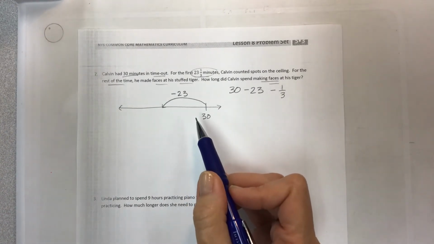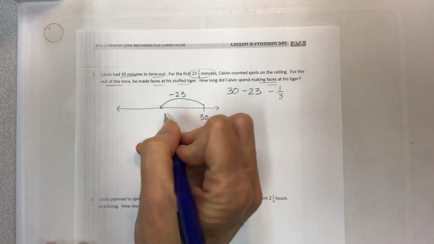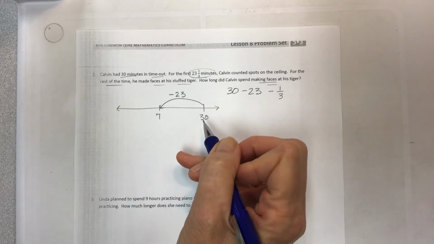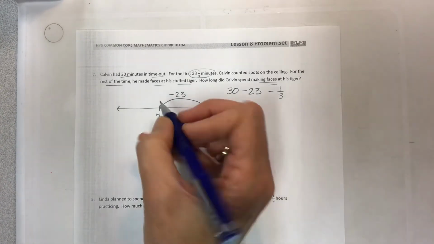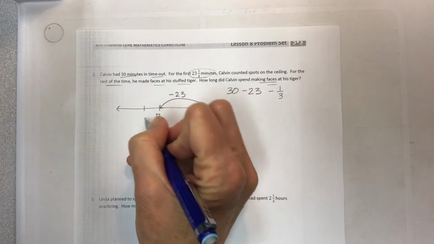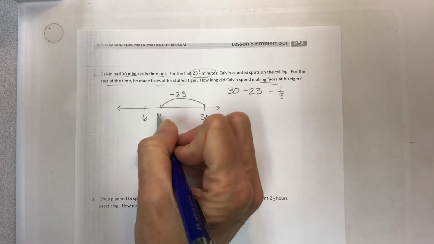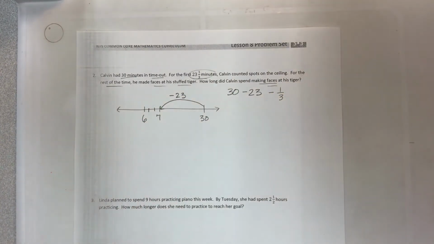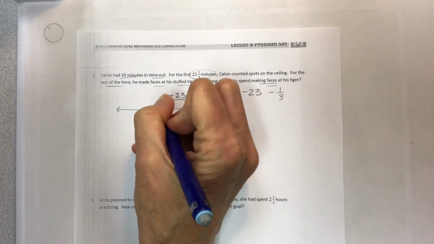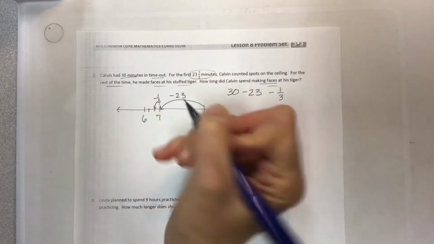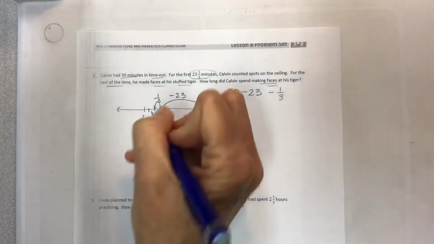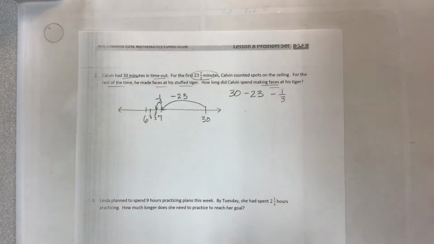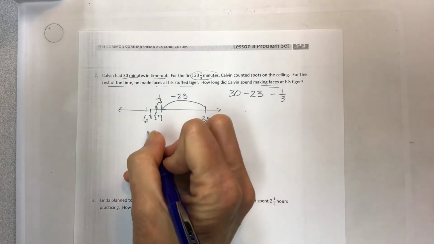30 minus 23 is 7, because the difference, I've got to be really careful, the difference between 30 and 23 is 7. So you have your 7, and then you need to go down to the next whole number and divide it into this many pieces and take away one of the 3 pieces. And then you have your answer, because we're at 1/3 here and 2/3 here. So the answer would be 6 2/3.